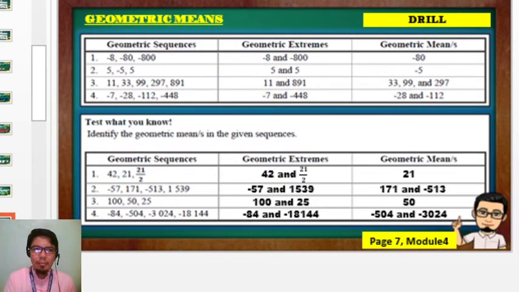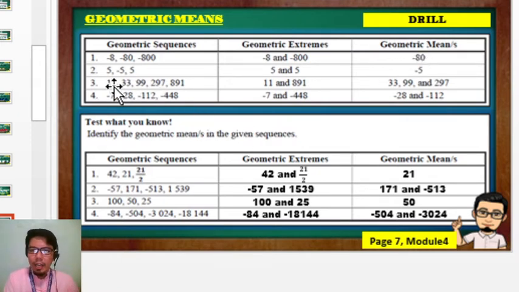Now let's have an example. On your module, page 7, let's have item number 1. The geometric sequence negative 8, negative 80, and negative 800. So the geometric extremes, the first term and the last term, are negative 8 and negative 800 respectively, while the geometric mean, a single term between them, is negative 80. Okay, so it's easy to determine.